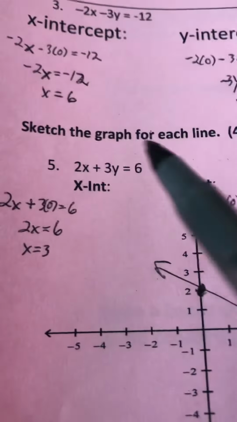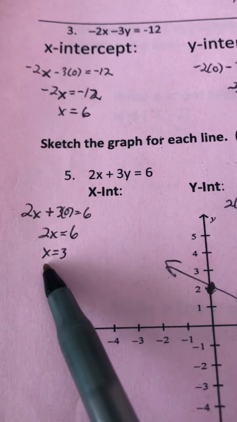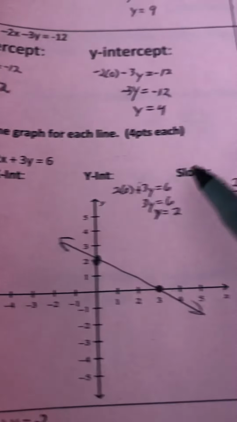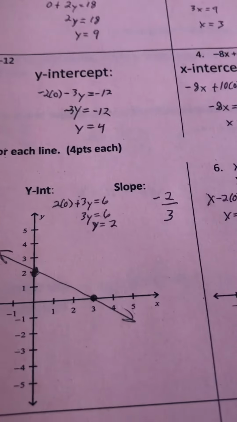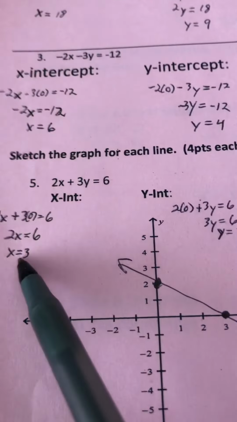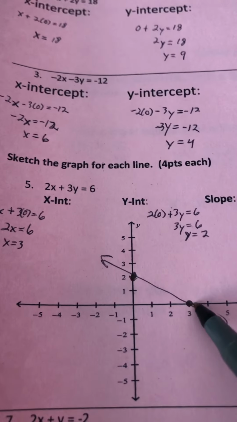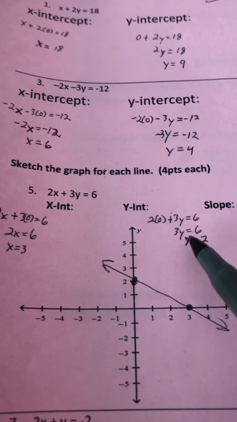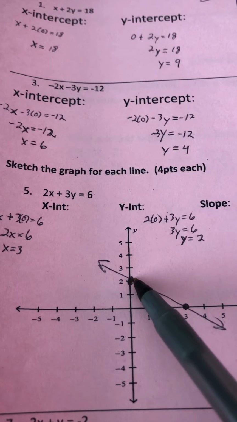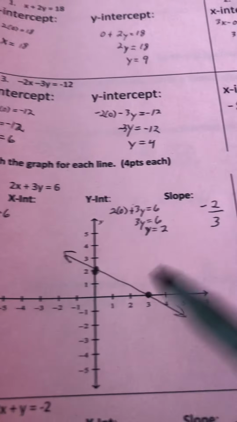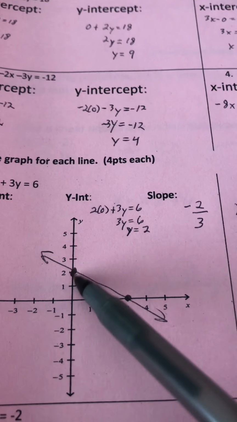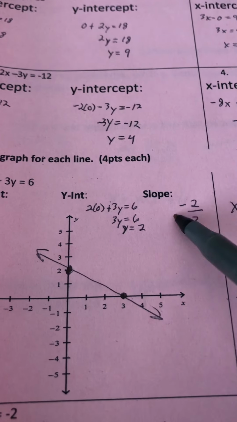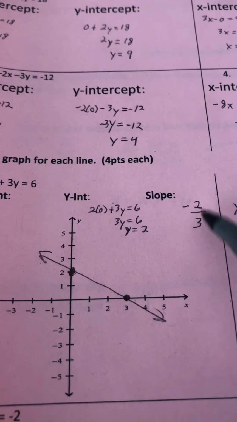Okay, so for number 5, I figure out my x-intercept, and then I figure out my y-intercept. Pause that to get those down. And then I graph it. My x-intercept means where it crosses the x-axis. That's at 3. Y is going to cross at 2. So I make my connection there. And notice the slope is going to be from this point to this point. It goes down 2 over 3. Down 2 over 3. So a negative 2/3 slope.